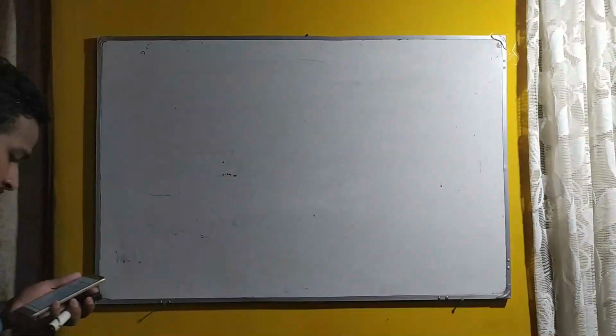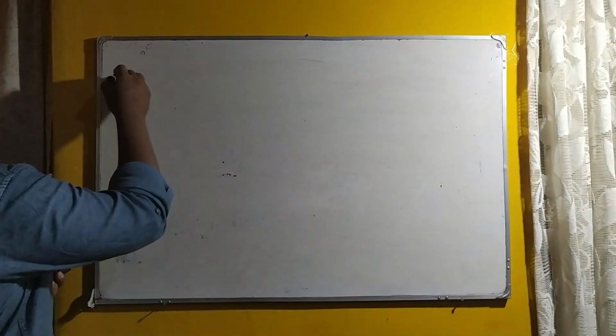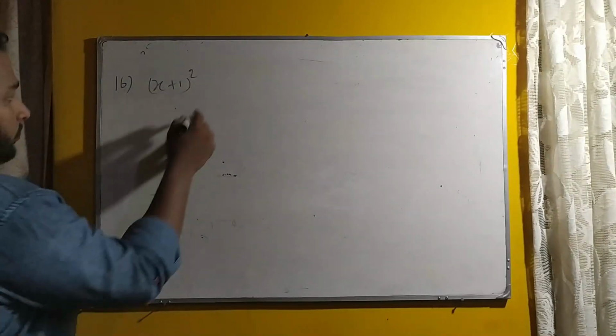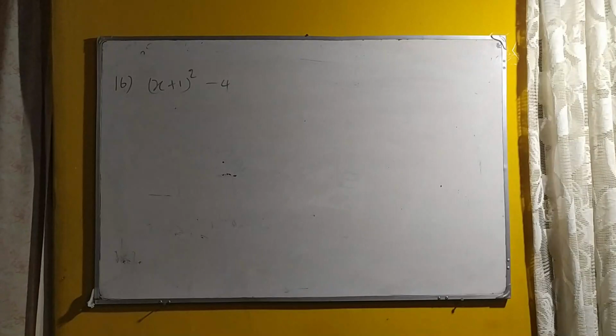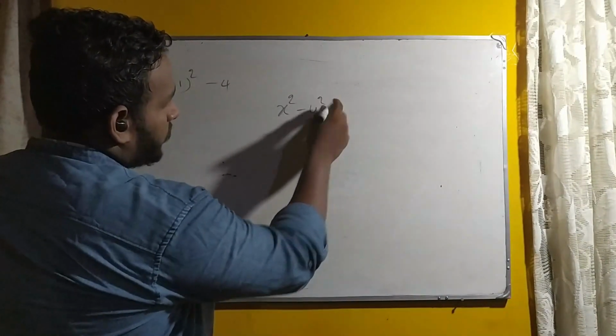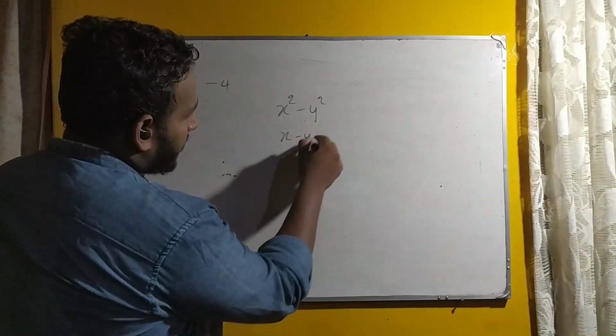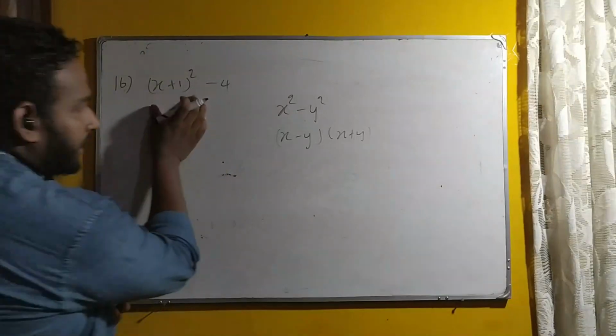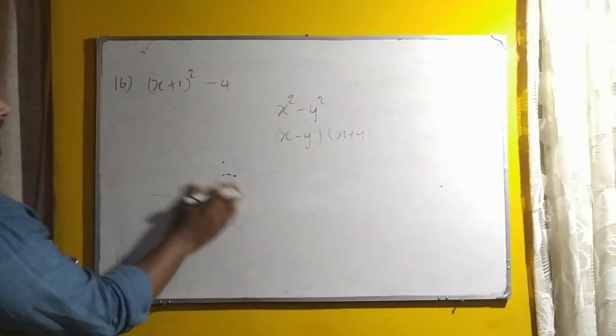In the 16th question also, they have given factorizing: (x plus 1) to the power 2 minus 4. I have told you, if it is like this, x to the power 2 minus y to the power 2, how can you write it? As (x minus y)(x plus y). So I am going to do this one also like this.